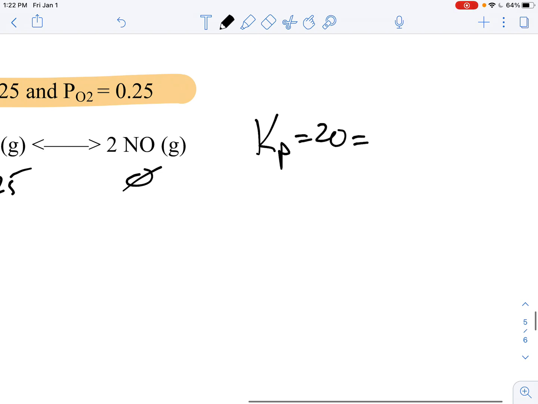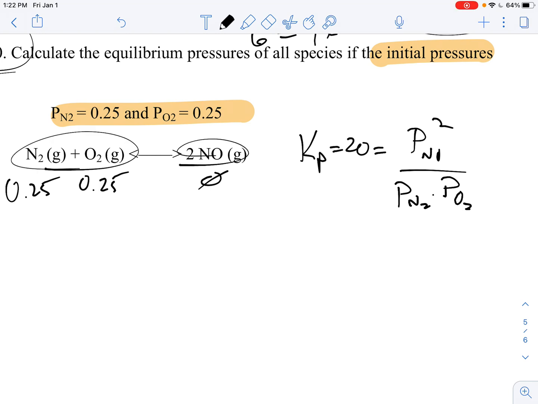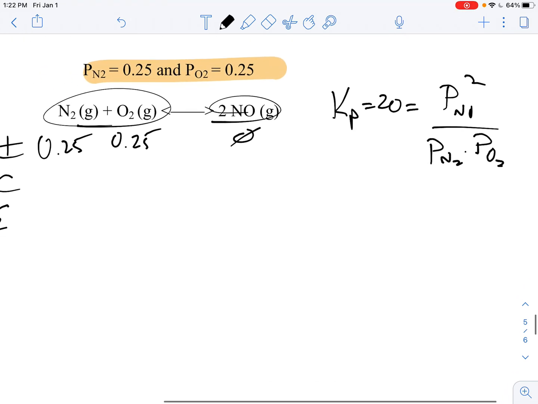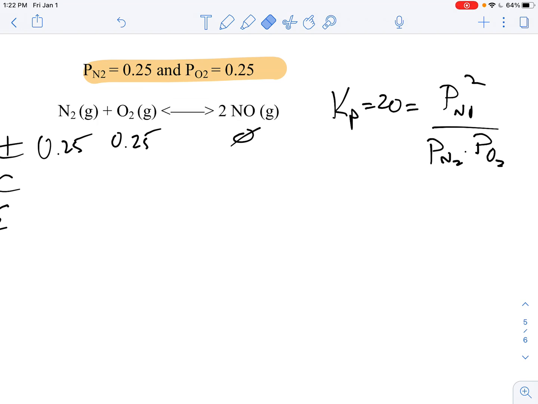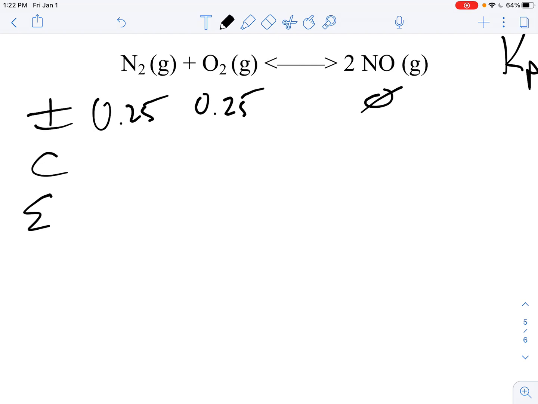They told me I have a Kp of 20, so that's fine. So Kp, which is 20, is going to be the pressure of the NO squared divided by the pressure of the N2 and the pressure of the O2. That is there. So that's that and that. Now, they didn't give me any other information besides this.